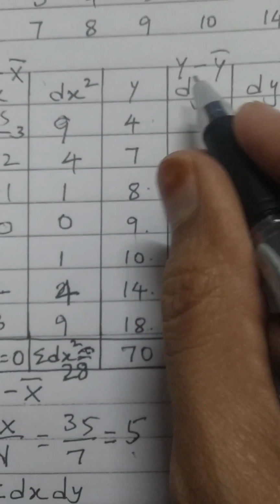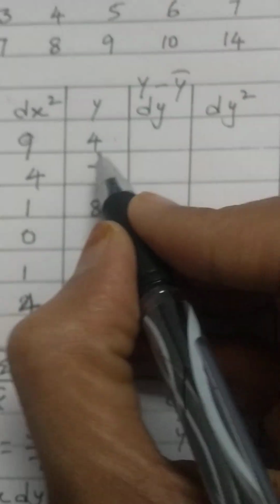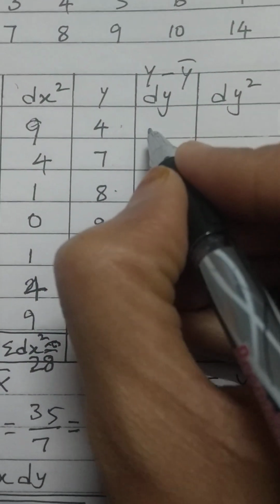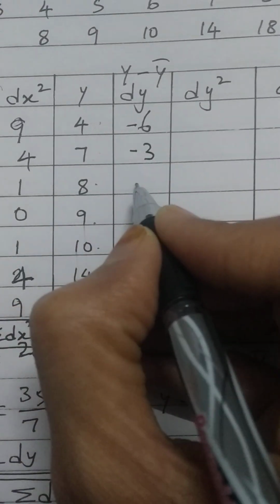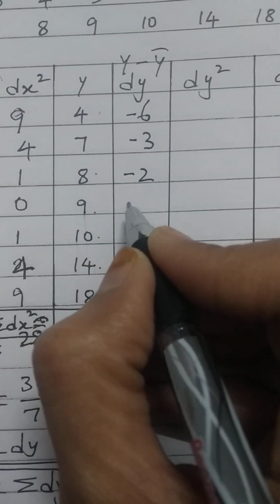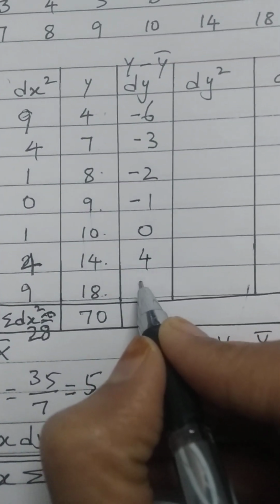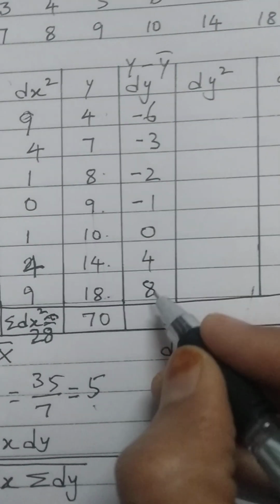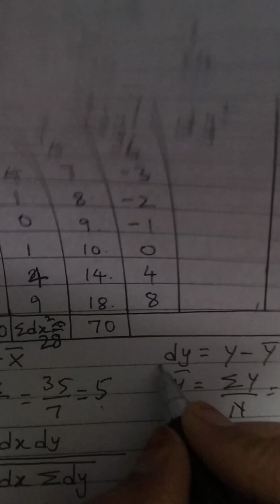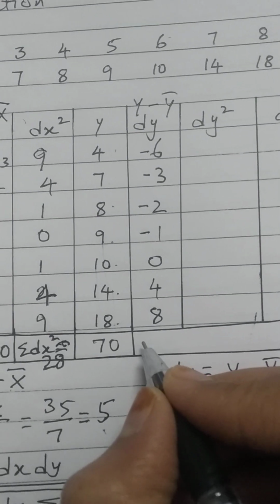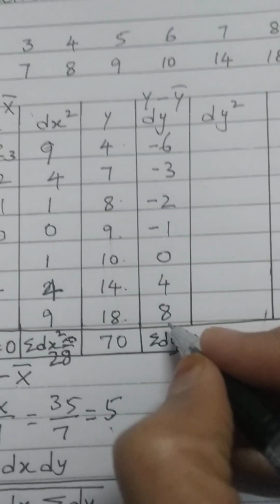Then again dy. How to calculate? Y minus y bar. Y bar is what, students? I got it as 10. So 4 minus 10 is minus 6. Then 7 minus 10 is minus 3. Then 8 minus 10 is minus 2. Then 9 minus 10 is minus 1. 10 minus 10 is 0. 14 minus 10 is 4. 18 minus 10 is 8. When I add all this, sum of dy is equal to 0.